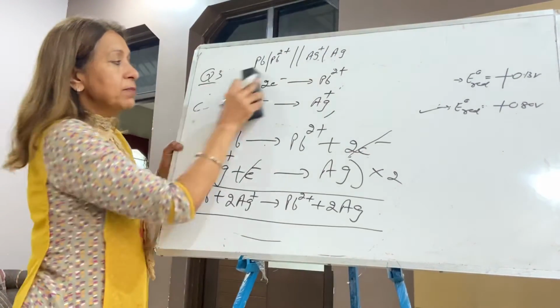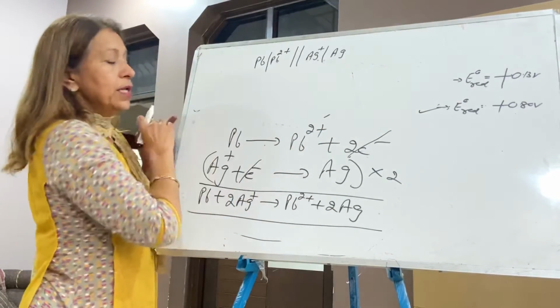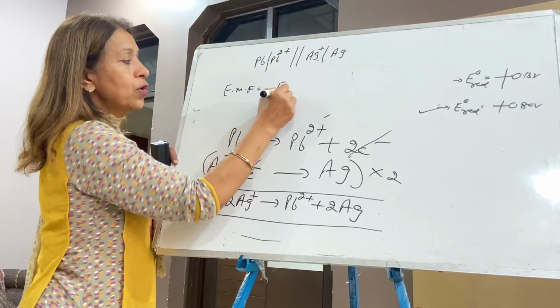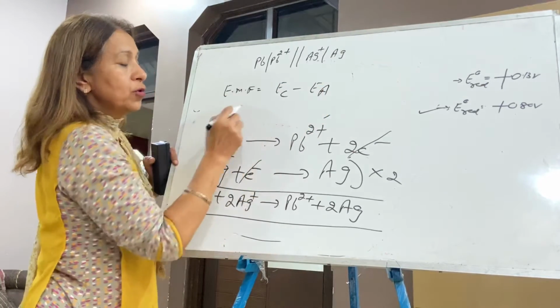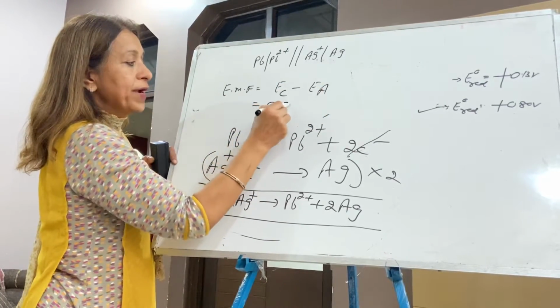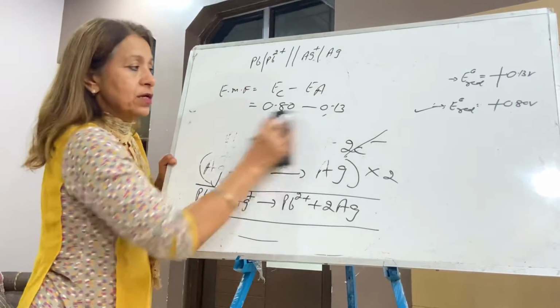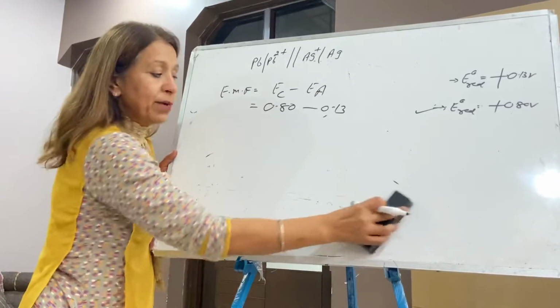Now calculate EMF. EMF is equal to E cathode minus E anode. Your cathode is silver, 0.80 minus 0.13. This is your final answer. So this is the first application we have completed.